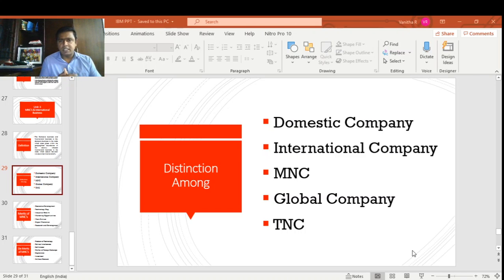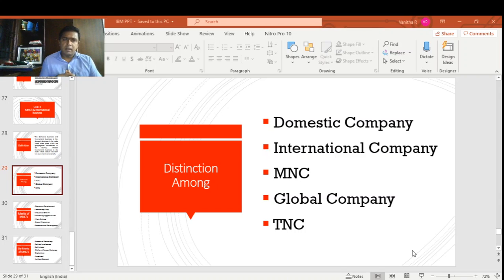What I try to say is a domestic company is a company which only operates in your own country. If it is an Indian company, Afghanistan, Pakistan, or Bangladesh, or a Chinese company which operates only in its own country, never goes out of the country, and it deals with its own currency, taxations, and other registration processes for registering and running the company.